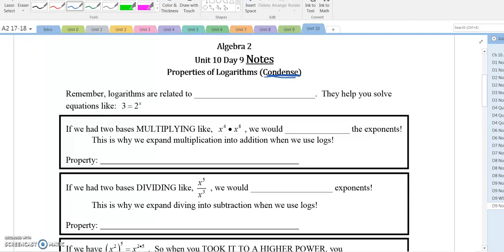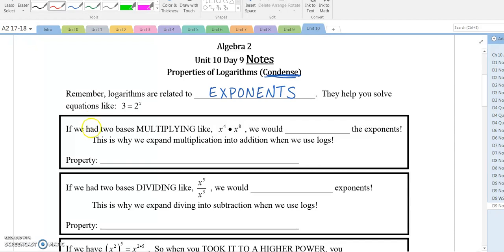Alright, so the first thing you have to remember about our properties is what logarithms are related to, because those are the properties we kind of base these log properties off of. So logarithms are related to exponents. So the same rules that apply to exponents apply to logarithms too. And because of that, we can pretty much know these properties pretty well because they're similar to what we've seen before.